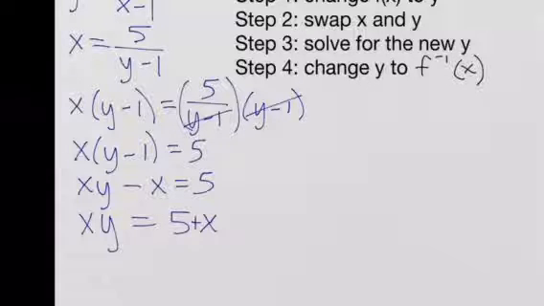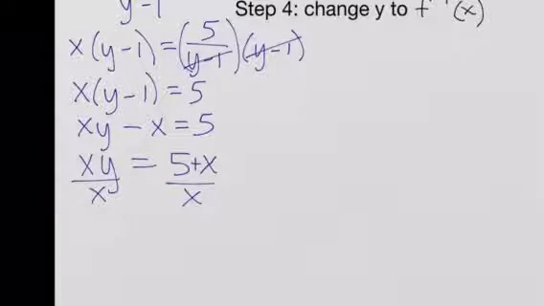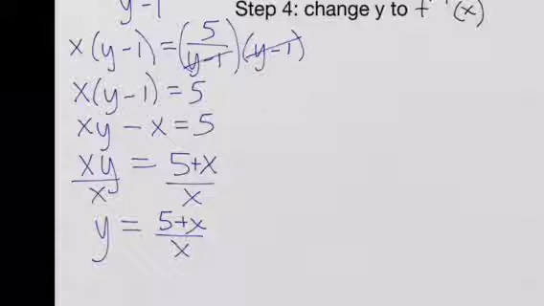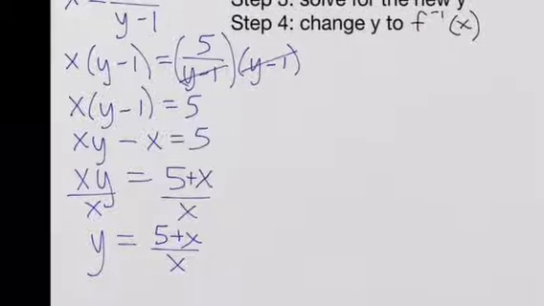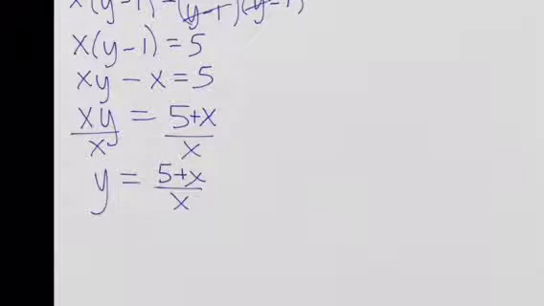And then the last step to solve for y is we will take this x and divide both sides by x. And we're left with y equals 5 plus x divided by x. Now, we've not completed the problem yet because our last step says that we have to change our y to f inverse of x. We have to call it f inverse of x instead of y. It's not the same y that we started with. So that's what we'll do now.